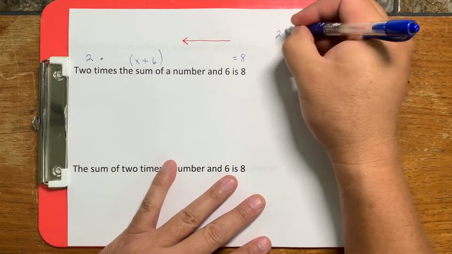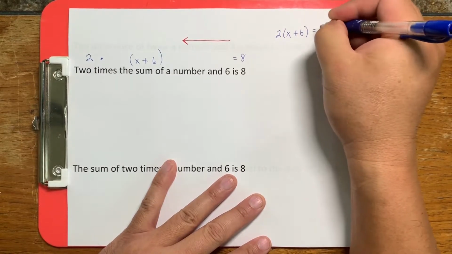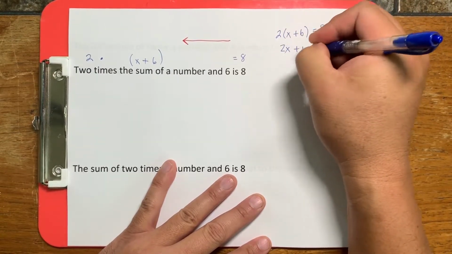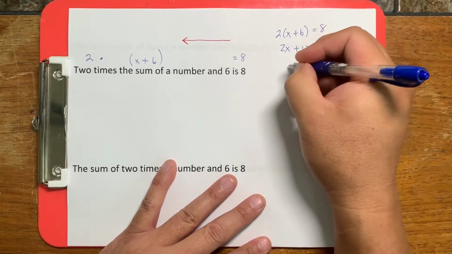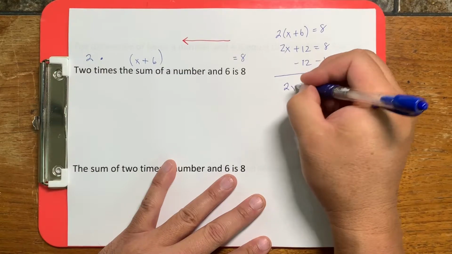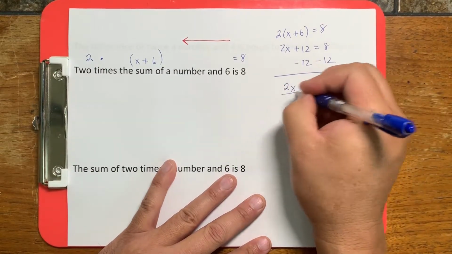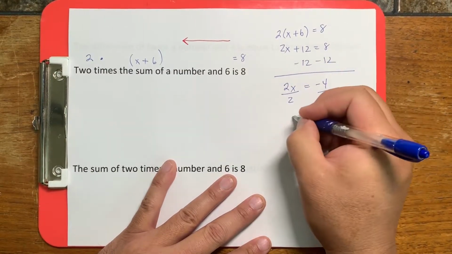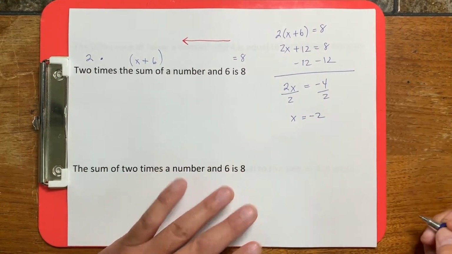So we have 2 times x plus 6 is equal to 8. 2x plus 12 is equal to 8. We're going to subtract 12 from both sides. We'll get 2x is equal to minus 4. Divide both sides by 2. We'll get x is equal to negative 2.